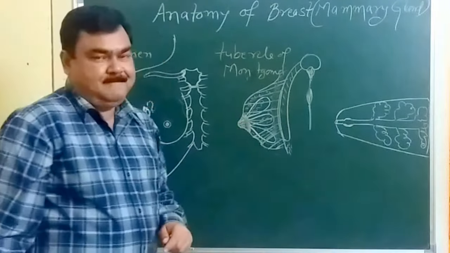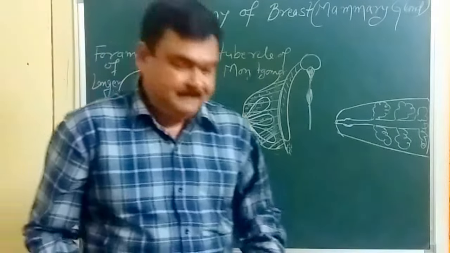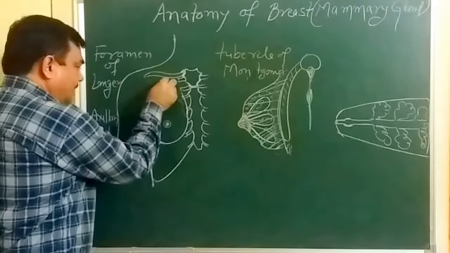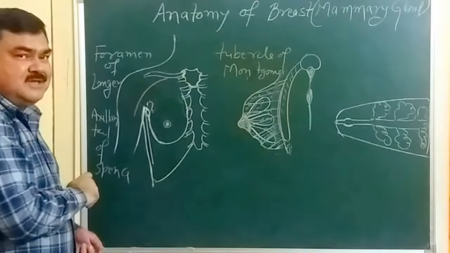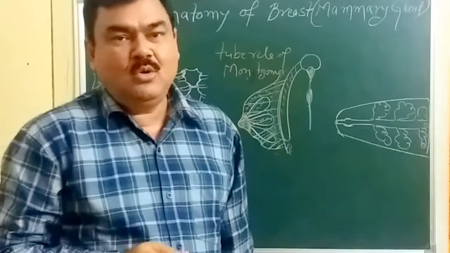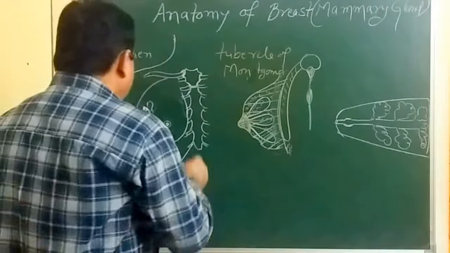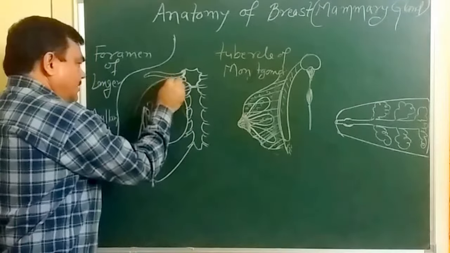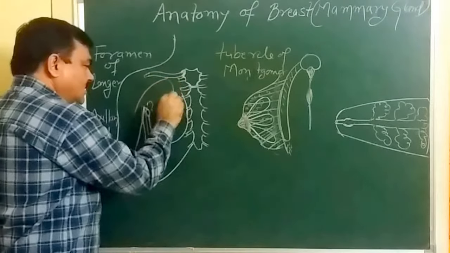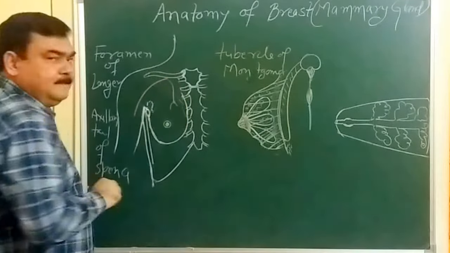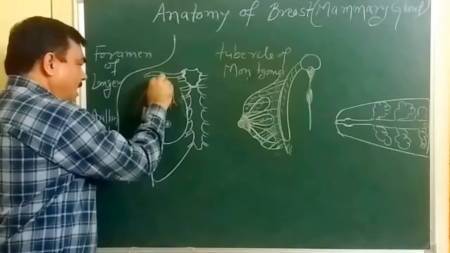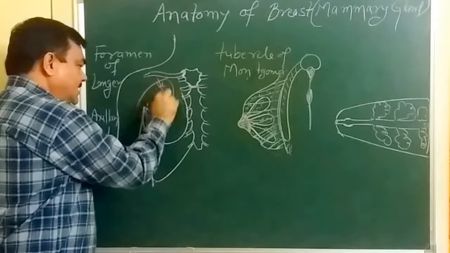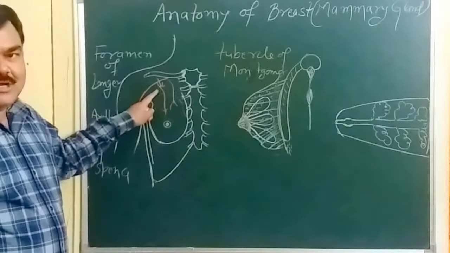Now, after relations, we will discuss its arterial supply. It is supplied by branches of the axillary artery. Here is the axillary artery, extending from the outer border of the first rib to the lower border of teres major. It is divided into three parts by pectoralis minor muscle. So here is the first part, which gives the superior thoracic artery. Here is the acromiothoracic artery. It has four branches. Here is the pectoral branch of the acromiothoracic artery.